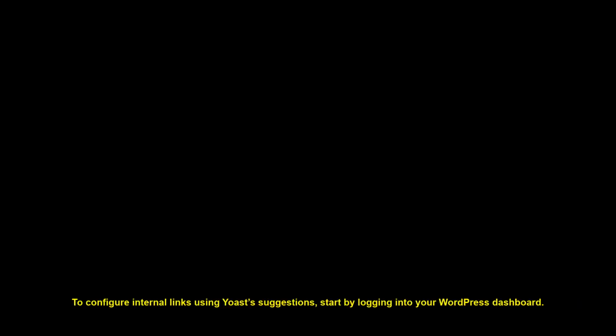To configure internal links using Yoast suggestions, start by logging into your WordPress dashboard. Navigate to the Posts or Pages section, depending on what you want to edit. Choose the post or page you want to optimize for internal linking. Edit the selected post or page.